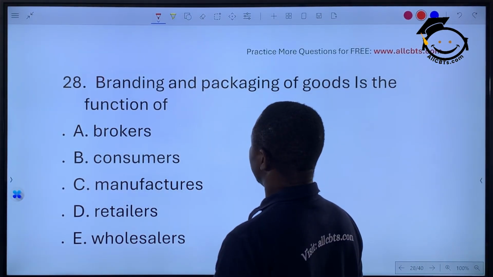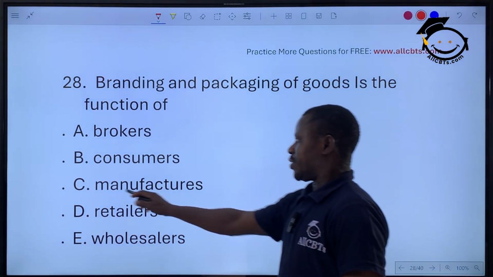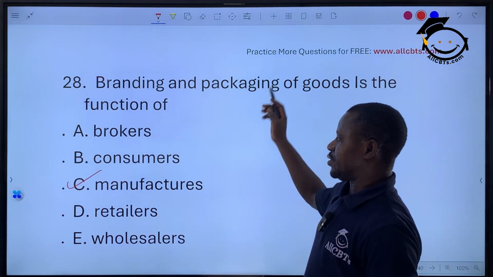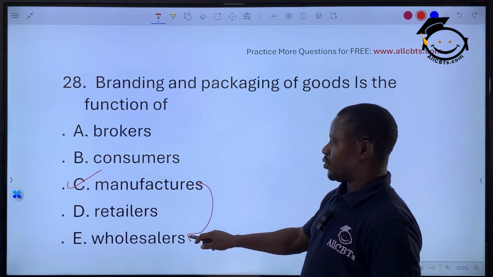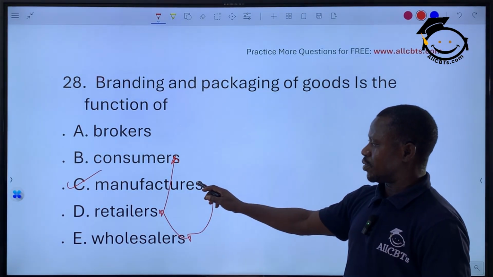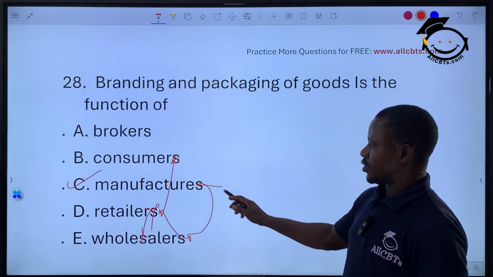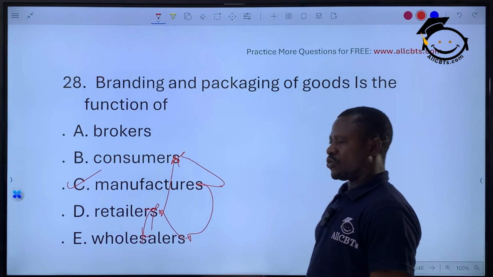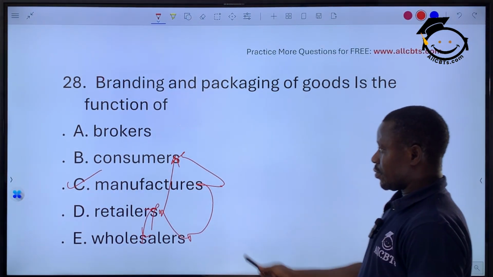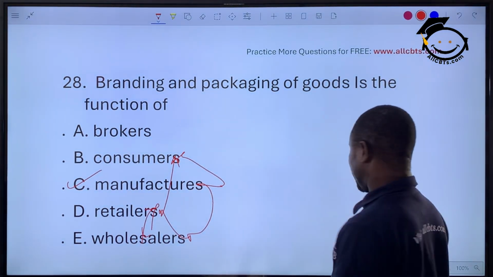Branding and packaging of goods is a function of brokers, consumers, manufacturers, retailers, sellers. I think it's manufacturer, the producer. It's the producer that brands his products and packages them and then sends them to the wholesalers, to retailers, and finally to consumers. And in some cases, these two middlemen may be skipped, going direct to the consumers. Lately, manufacturers are doing this, going directly to the consumers to sell their product, particularly on social media.